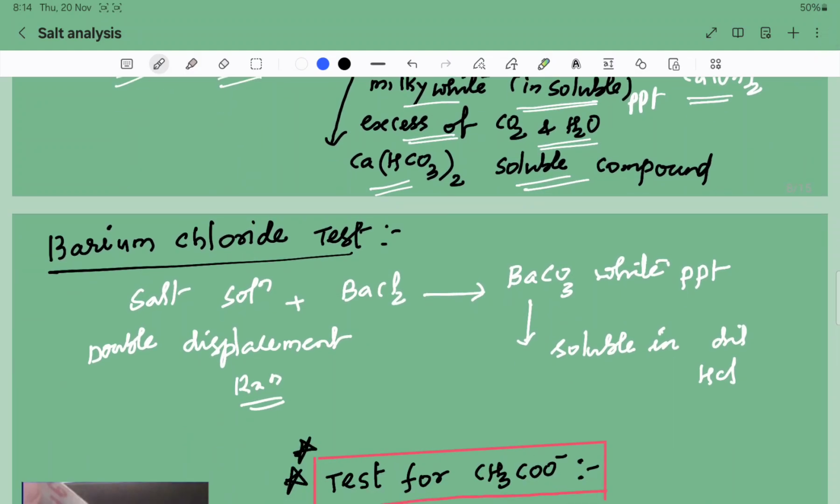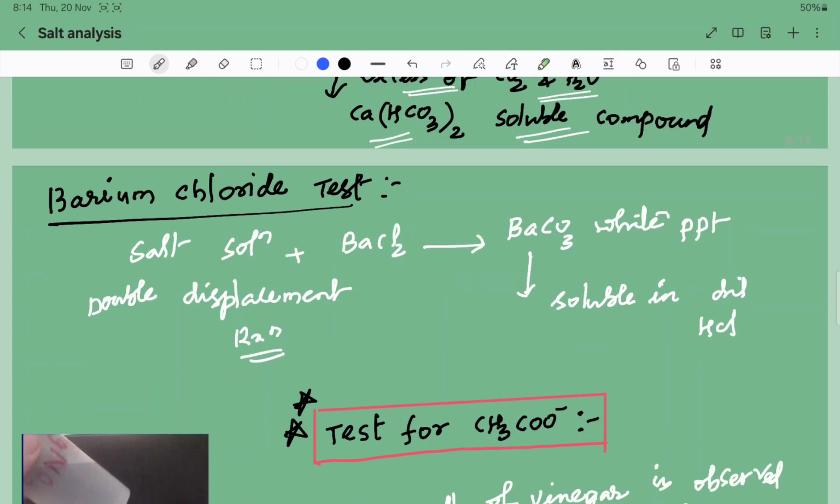And there is one more test, the confirmation test. Take the salt solution, containing carbonate, and add BaCl2. It reacts with barium chloride: barium plus 2 reacts with CO3 minus 2 to form barium carbonate as a white precipitate. This is a double displacement reaction. Barium reacts with CO3 minus 2, and Na plus reacts with chlorine. This barium carbonate is soluble in dilute HCl. The color of BaCO3 is very important, students.